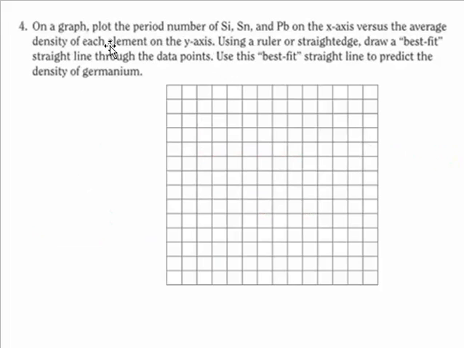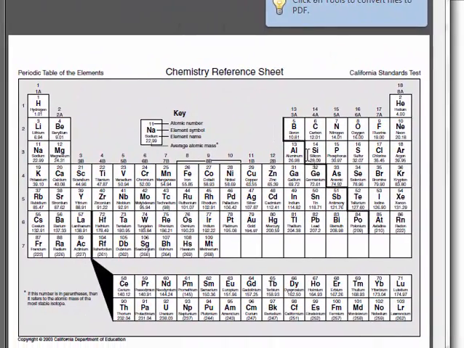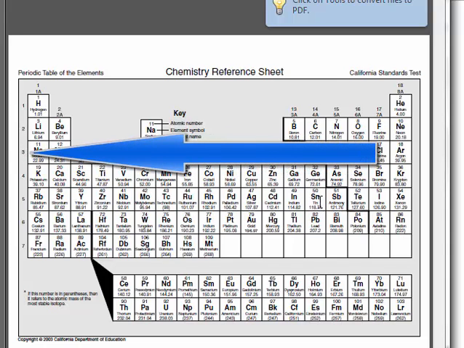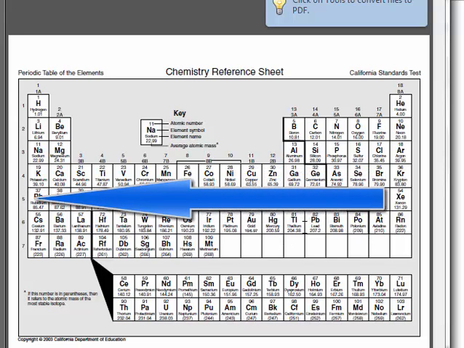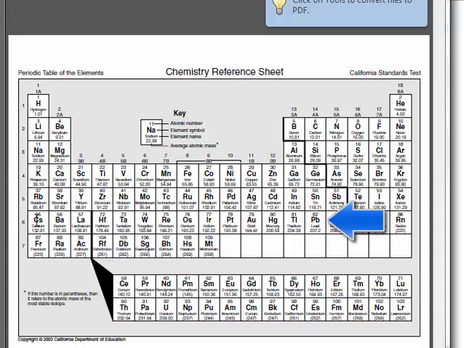Then on number 4 it says, on a graph, plot the period number of Si, Sn, and Pb on the x-axis versus the average density of each element on the y-axis. Using a ruler or straight edge, draw a best fit straight line through the data points. Use this best fit straight line to predict the density of germanium. So you have to look at a periodic table. Silicon is in period 3, tin is in period 5, and Pb is in period 6, which means that Ge is this missing element in between, right?